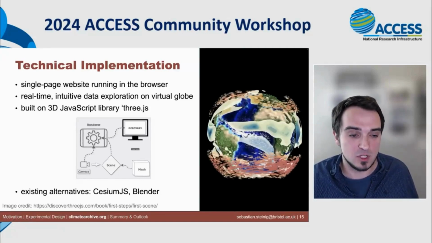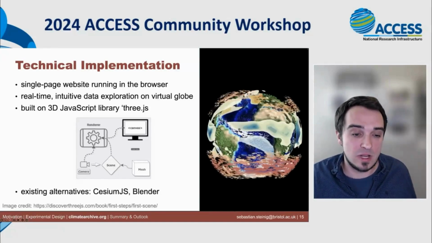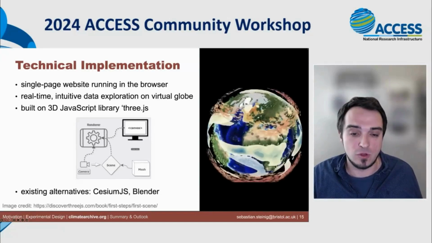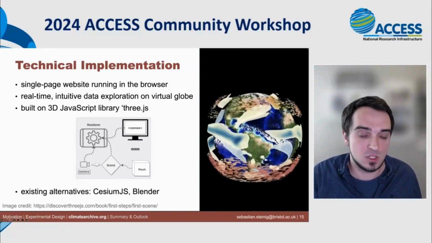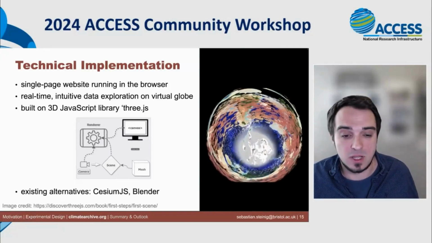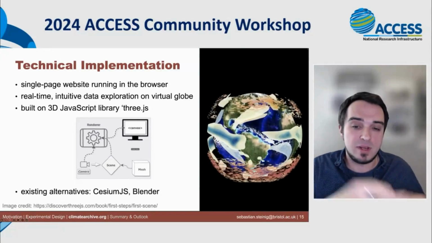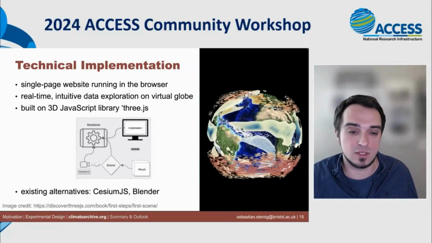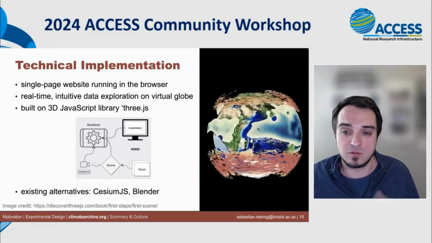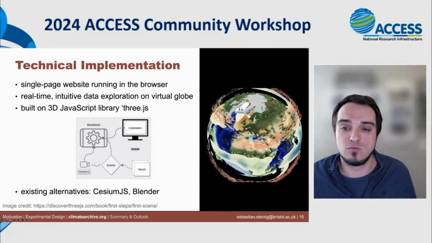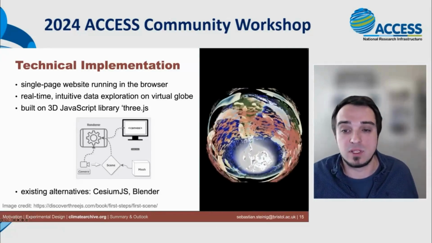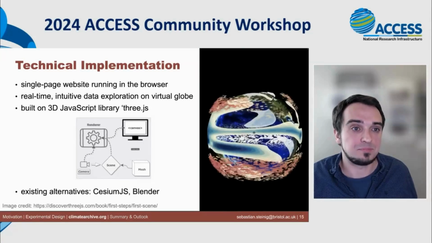I'm not the first person to think about this, obviously. So I just want to mention there are other alternatives doing this already. For example, Cesium.js is a popular one used for geospatial data and 3D visualization on the web, and also a lot of people nowadays use Blender for offline rendering of climate model output. It's just that I wanted to build something that's really custom for our climate and especially paleoclimate data.